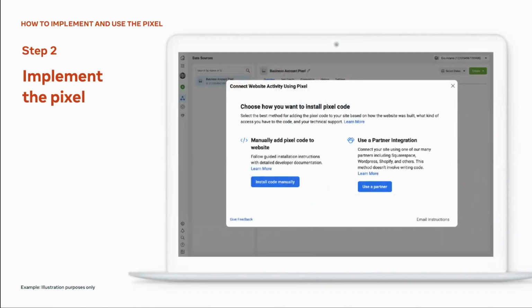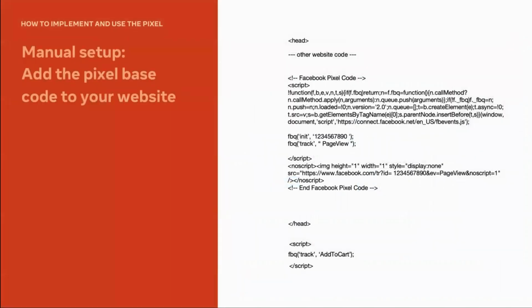Now, what we're going to do is continue to implement that pixel by choosing how we'd like to implement it in the Events Manager. So let's just dive into these two little things first: manually adding the pixel or using the partner integration. This is kind of what the code looks like when taking that manual code and adding it into the website. So don't copy this actual code, because that's not your code. That's a code for a fictional Facebook property.